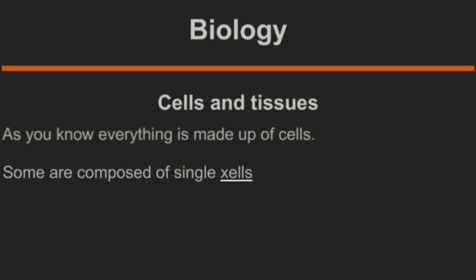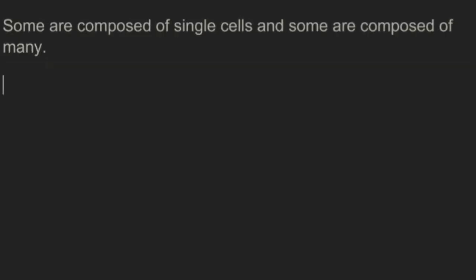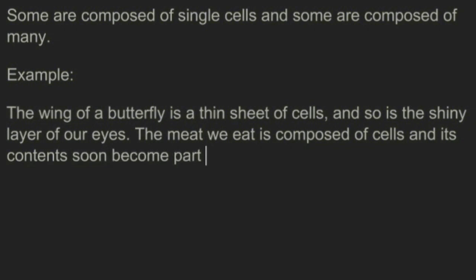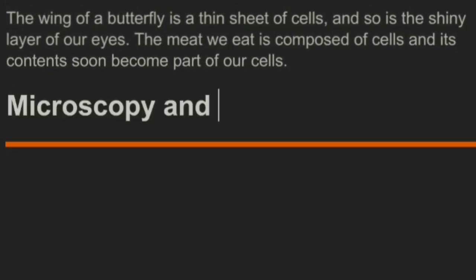For example, the wings of a butterfly are a thin sheet of cells, and so is the shiny layer of our eyes. As well as the meat we eat is composed of cells, and its contents soon become parts of our cells. Thus, everything is made up of cells. In this chapter, we will discuss microscopy and the emergence of cell theory first.